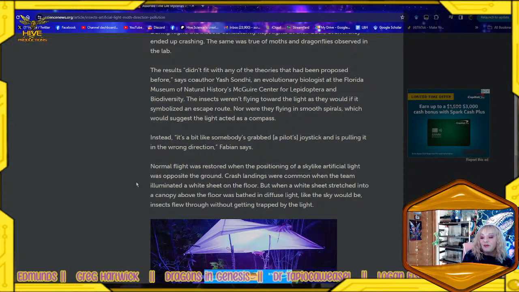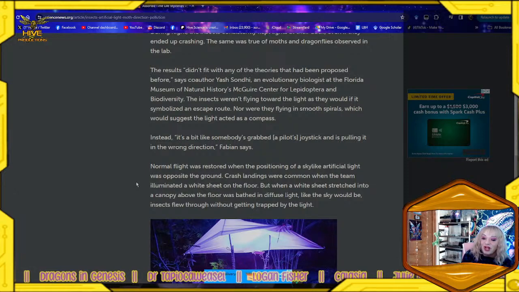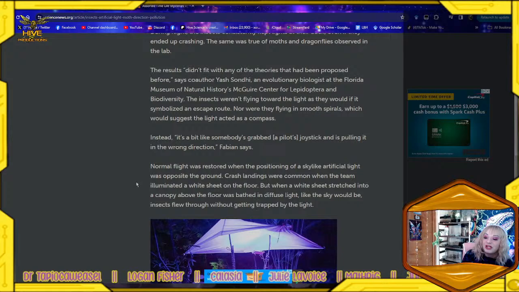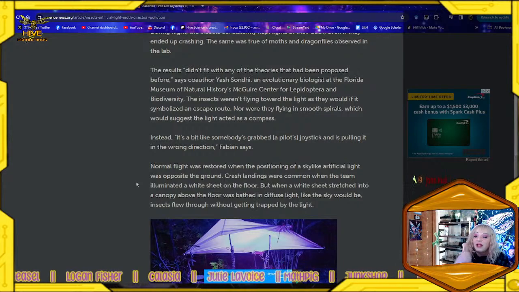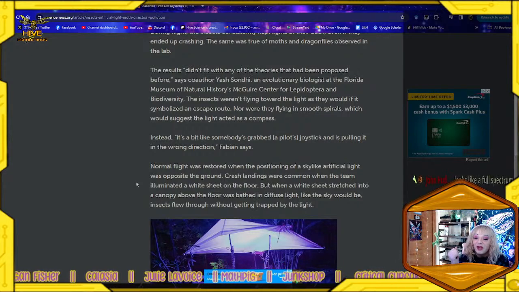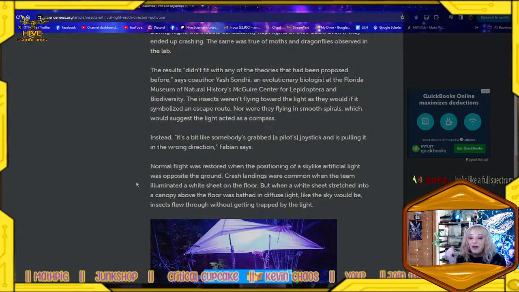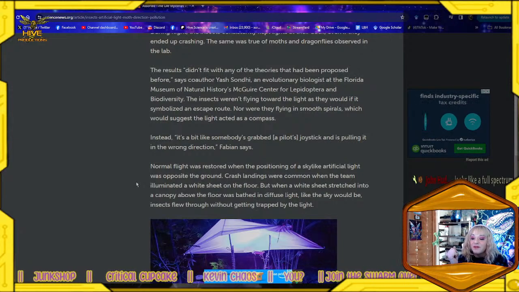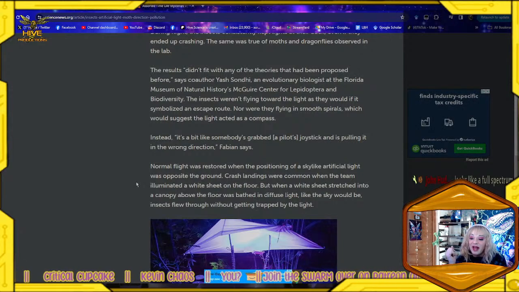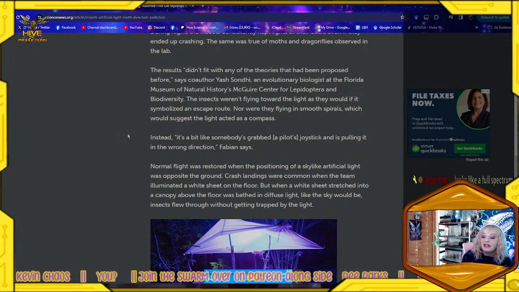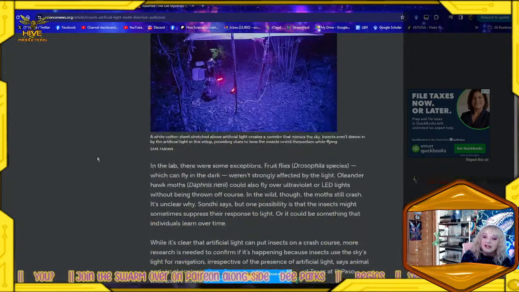Normally, flight was restored when the positioning of the sky-like artificial light was opposite the ground. Crash landings were common when the team illuminated a white sheet on the floor, but when the white sheet was stretched into a canopy above the floor, bathed in diffused light like the sky would be, the insects flew through without getting trapped by the light.